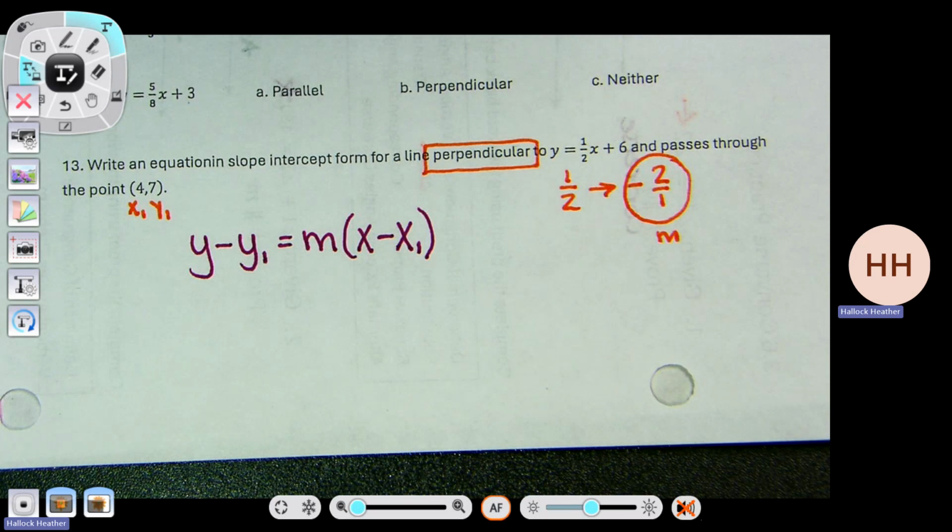Plug it in and solve, just like we did the other day.